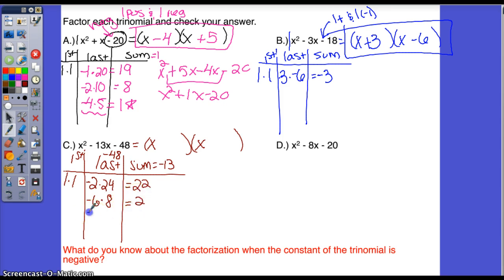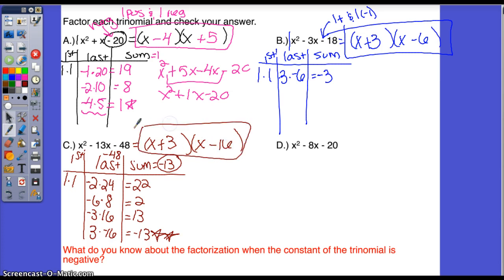How about negative 3 times 16? Well, negative 3 times 16 gives me positive 13. I needed negative. Oh, wait, let's just switch the signs. How about 3 times negative 16? Oh, that gives me negative 13. So we found it. So we have x plus 3, x minus 16. Woohoo! That is such a good feeling.